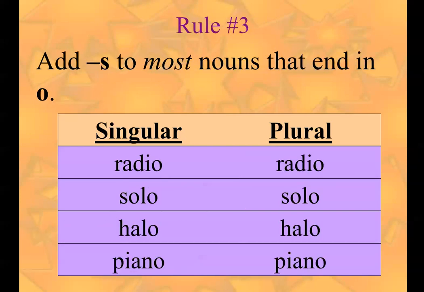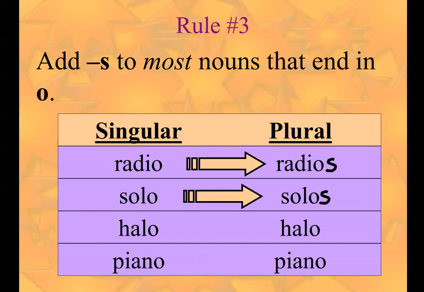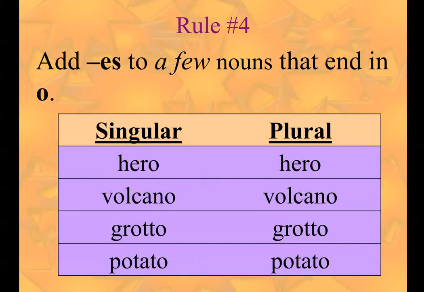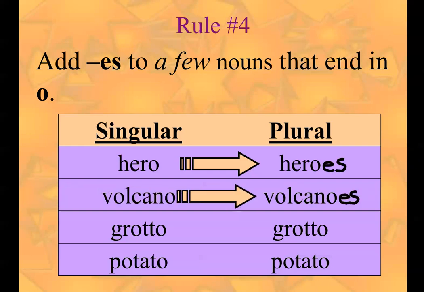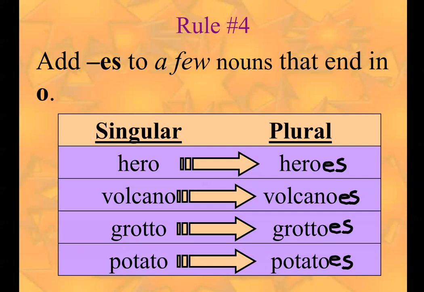Rule number 3 is to add s to most nouns that end in o. Some examples are radio becomes radios, solo becomes solos, halo becomes halos, and piano becomes pianos. But rule number 4 shows us that you add es to a few nouns that end in o. For example, hero becomes heroes with an es, volcano becomes volcanoes, grotto becomes grottos, and potato becomes potatoes. Just kidding. You pronounce it the same, potatoes.